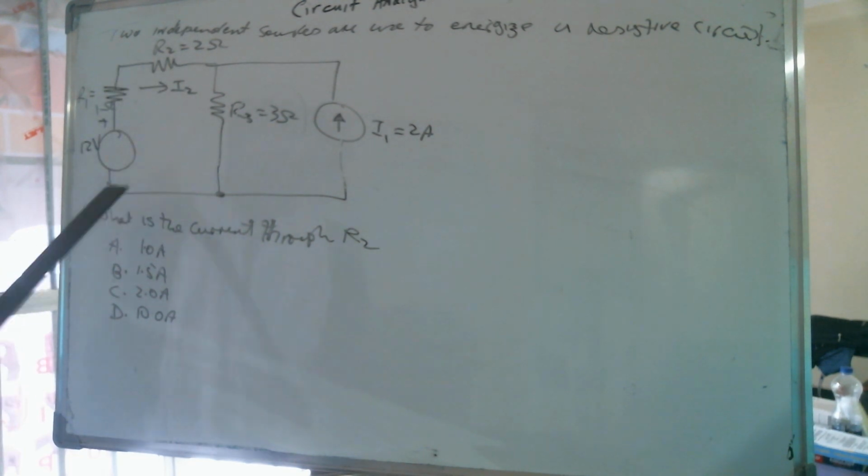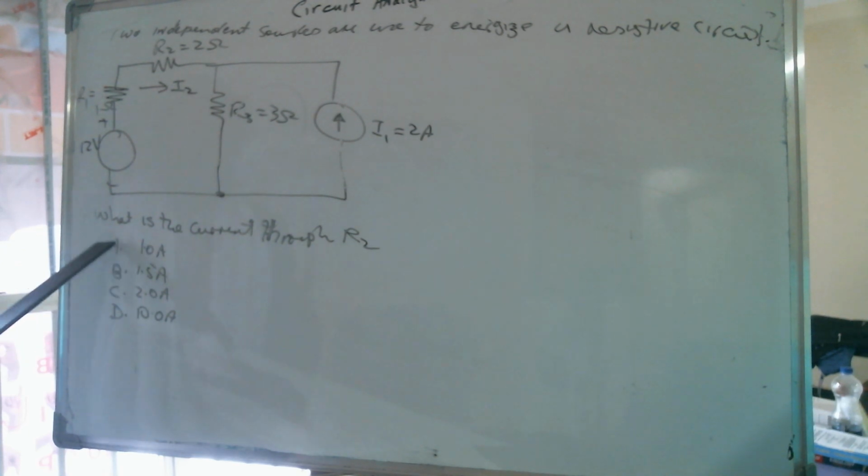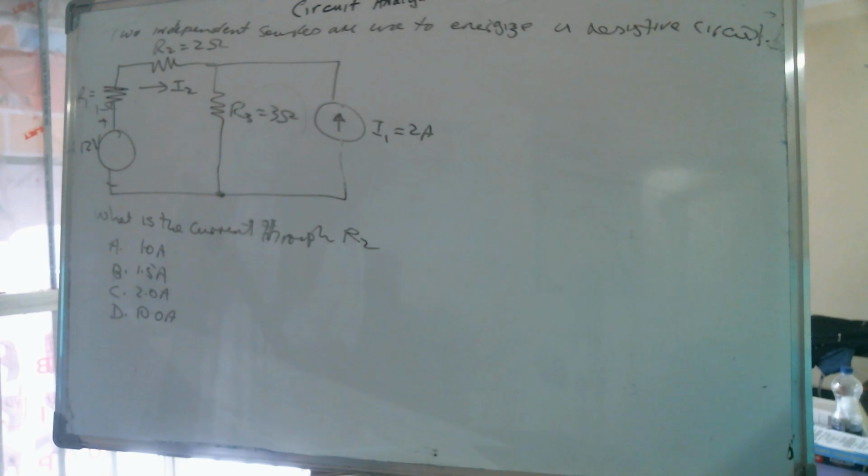In the FE exam, they're going to give you four choices, and one of them is the right answer: A, 1 amp; B, 1.5 amp; C, 2 amp; or D, 10 amp. So we're going to determine what the current through this R2 is. How do we proceed with this?